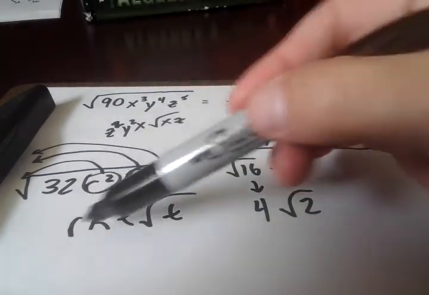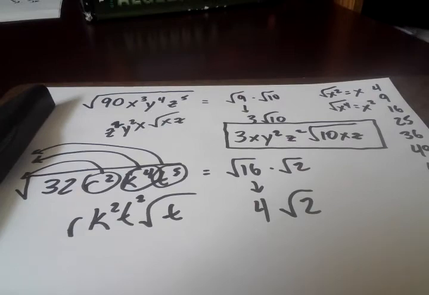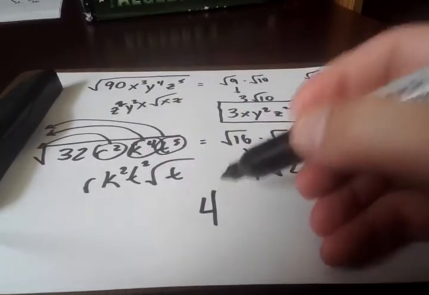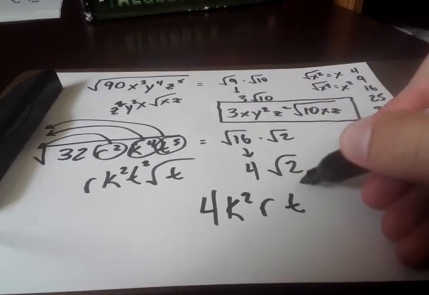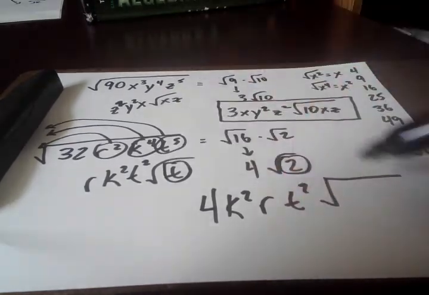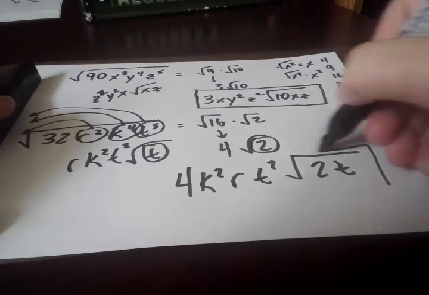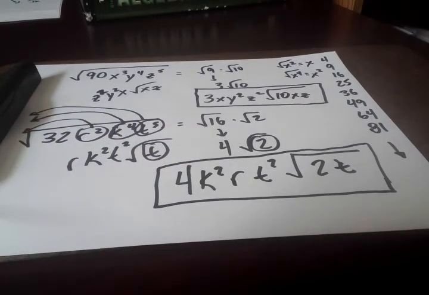Okay, so what I'm going to do is combine this and this. And I'm going to rewrite these variables, guys, just in alphabetical order. Okay, so it's in standard form. All right, so I'm going to have my 4. I have k squared that I took out. I have r. I have t squared. And then inside the radical, remember, we left a 2 in there, right? We left a t, so inside the radical is 2t. And this is the simplified version of that original problem, 32 r squared, k to the 4th, and t to the 5th.